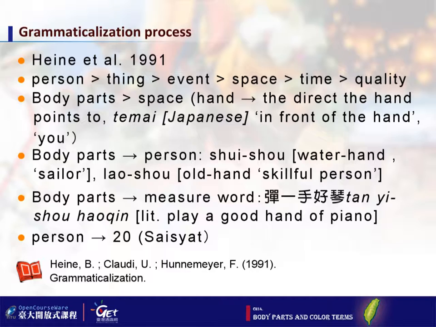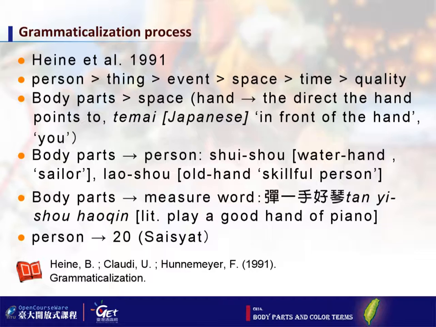For example, in Japanese, there's temai. Temai means the direction of your hand. My hand, temai. So hand then referring to the direction of the hand. The literal translation of temai is in front of the hand. So if I point in front of my hand, that is referring to you. So temai in Japanese is you, in front of your hand. It's a very interesting extension from body parts to refer to space.